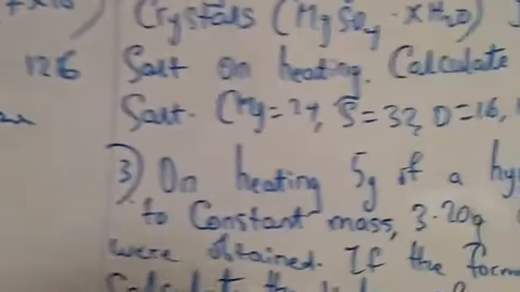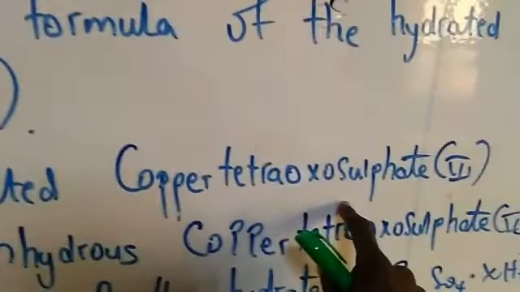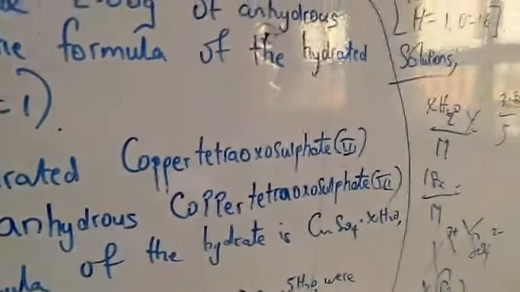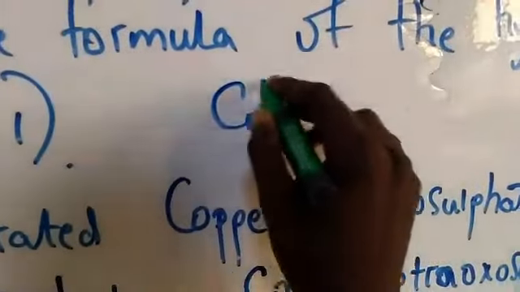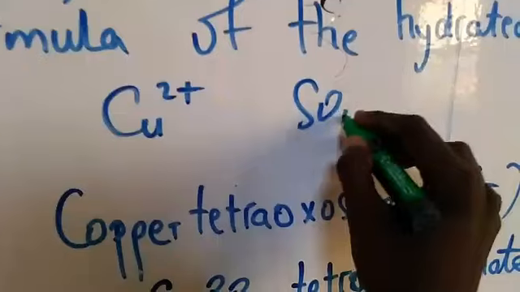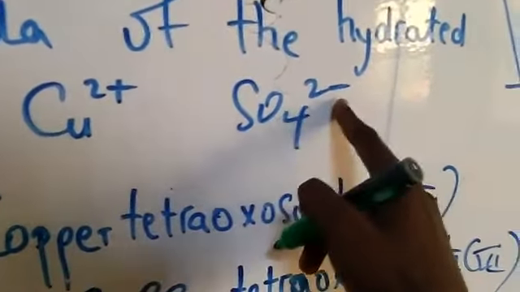So here we have 18x over molar mass of the anhydrous salt. For number 3, I think they even gave you already. The anhydrous salt is, okay, they didn't write the formula, but you should know. Copper tetraoxosulphate 6, that is CuSO4. Hydrated, yes, water was added to CuSO4. Copper is Cu2+. Tetraoxosulphate 6 is SO4 2-. This is a radical, a group of atoms carrying charge acting as a single unit.